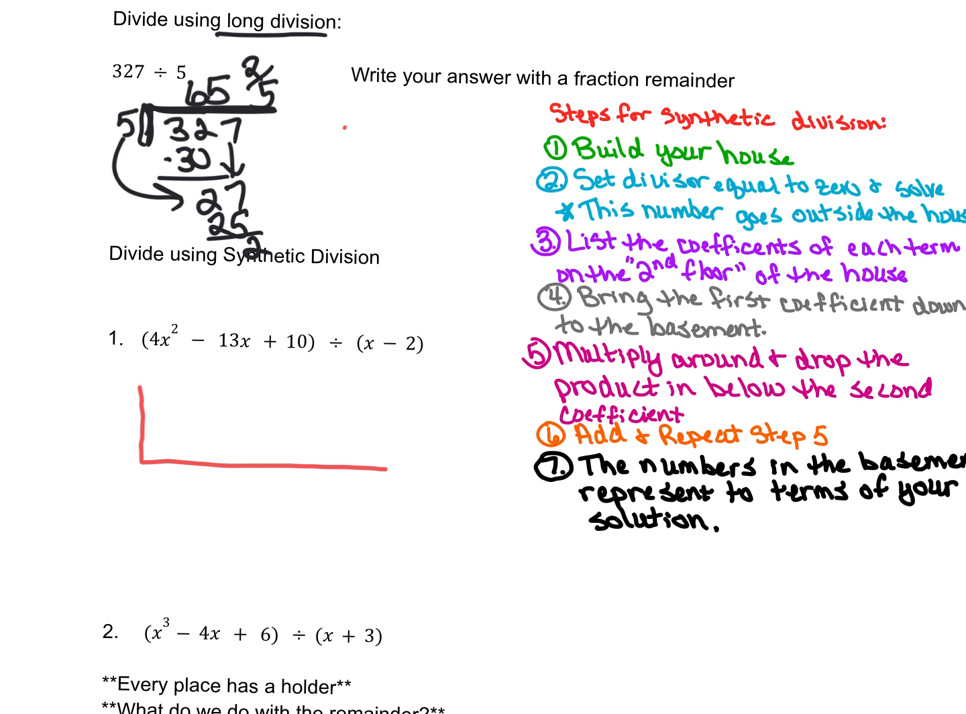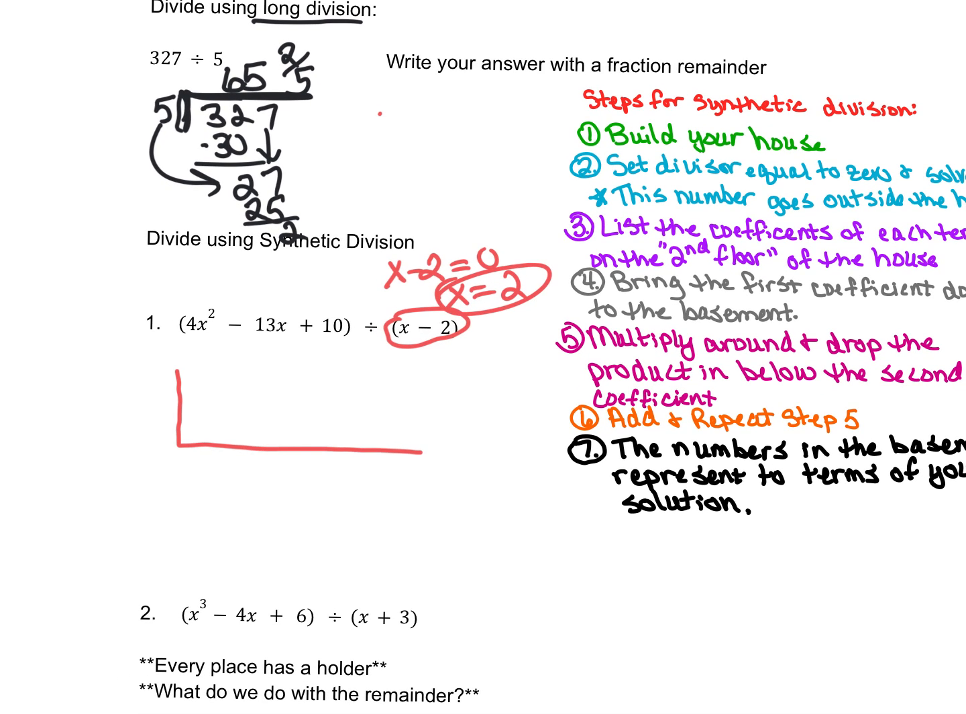Step 2, we set the divisor equal to 0 and solve. This is the number that goes on the outside of the house. What's being divided by is called the divisor. Ultimately what we want to know is our zeros, which is where it crosses the x-axis. If we set it equal to 0 and add 2 to both sides, we get 2. So 2 is what goes on the outside of our house. I put the 2 on the outside on what I call the second floor. The very bottom, below the line, would be the basement. Then we have the first floor and the second floor. That's how I think about it. I just put it in terms of building a house.